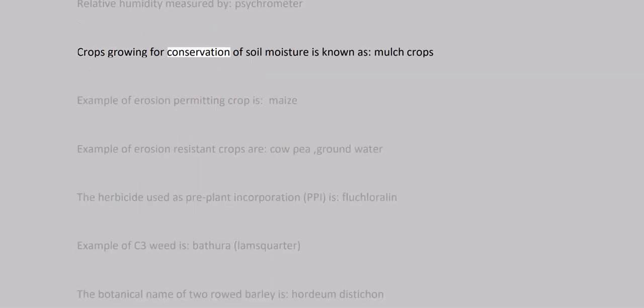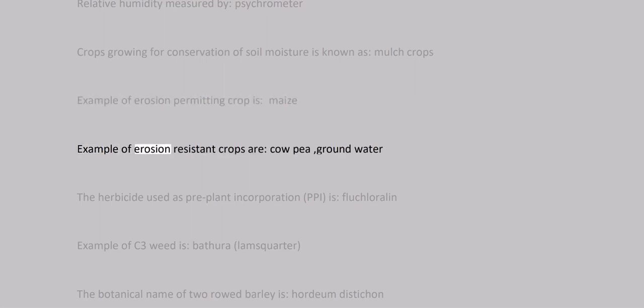The most extensively grown pulse crop in India is chickpea. Relative humidity is measured by psychrometer. Crops grown for conservation of soil moisture are known as mulch crops. An example of an erosion permitting crop is maize. An example of an erosion resistant crop is cowpea. The herbicide used as pre-plant incorporation, PPI, is fluchloralin. An example of a C3 weed is Chenopodium album, lambsquarters. The botanical name of two-row barley is Hordeum distichon. The botanical name of six-row barley is Hordeum vulgare.